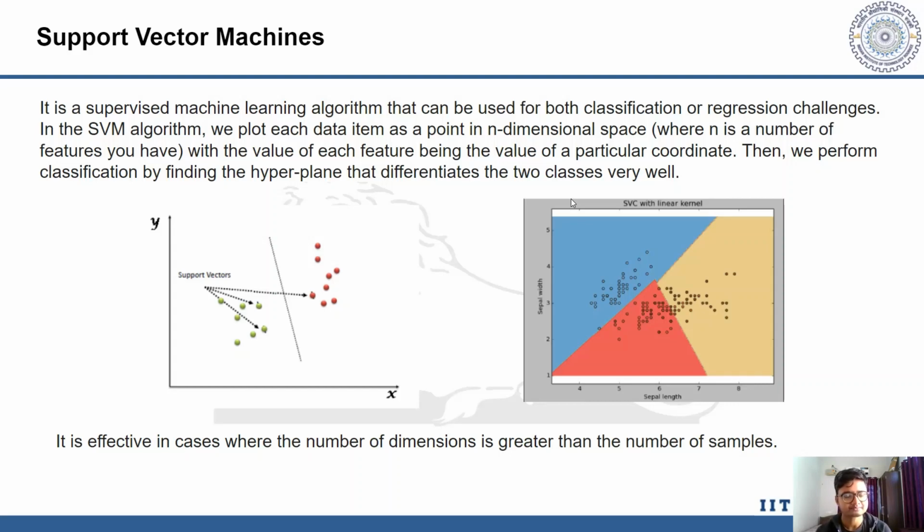Then we perform classification by finding the hyperplane that differentiates the two classes very well. As you can see in the figure, these are two types of data plotted on an n-dimensional space, and then we have a hyperplane that differentiates between the two classes well. Now, if any new data comes in, we just compare the distance to see which class it lies in using the hyperplane system. It is effective in cases where the number of dimensions is greater than the number of samples.